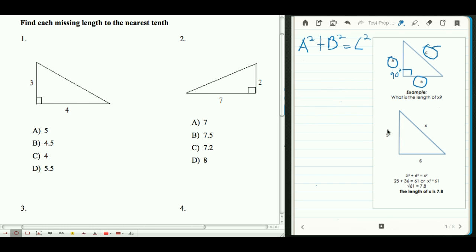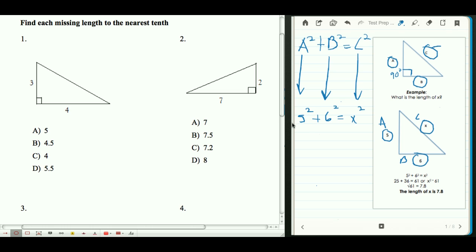Okay, so we have side A is 5, side B is 6, and side C we don't know, it's just x. So if we plug those into this equation, so it's A squared, so that means 5 squared, plus B squared is 6, so 6 squared. And we don't know what side C is. We're trying to figure that out. So let's put that as x squared.